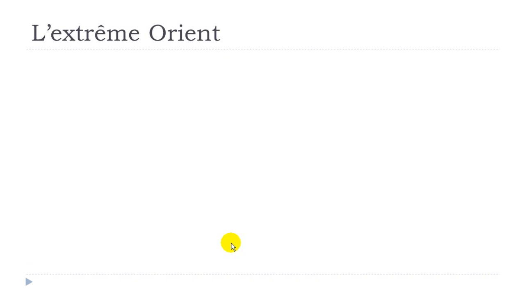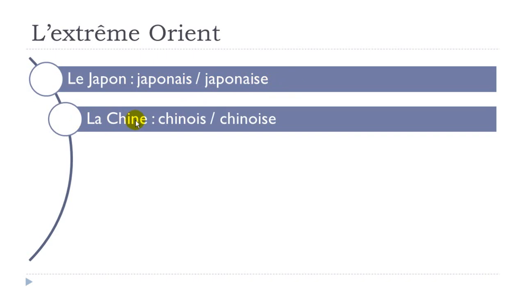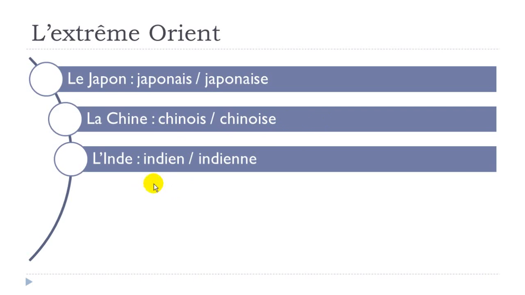Okay, and now for the nationalities. So each time I will put the masculine form and the feminine form. Okay, le Japon, japonais, japonaise. Okay, so the only difference is there. Ais, aise. Japonais, japonaise. La Chine, chinois. So it's really this wah sound, remember? Chinois, chinoise. Z, z, oise, chinoise. So chinois, chinoise. L'Inde, indien, yin, indien, indienne. So remember this double N, you open it, indienne.